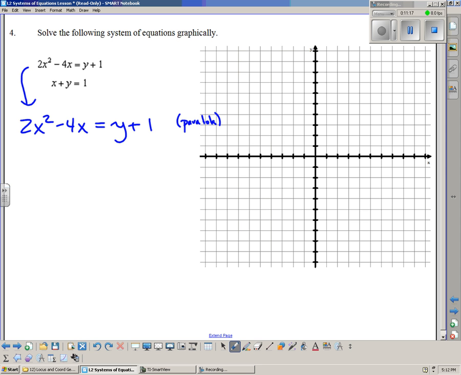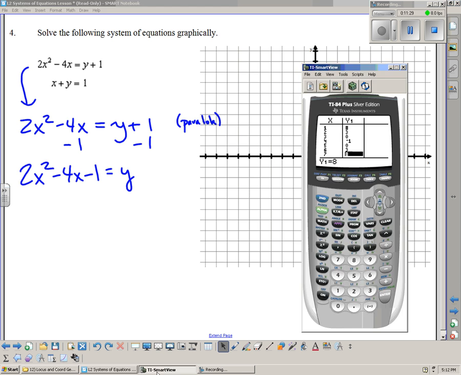And we want to solve this for y because for a parabola, we want to put it in our calculators. So I'm going to subtract 1 from both sides. I'm going to get 2x squared minus 4x minus 1 equals y. And I'm going to put this directly into the calculator. So I'm going to clear out whatever's in there. I'm going to put in the 2x squared. Whoopsie, I need a 2. 2x squared minus 4x minus 1.